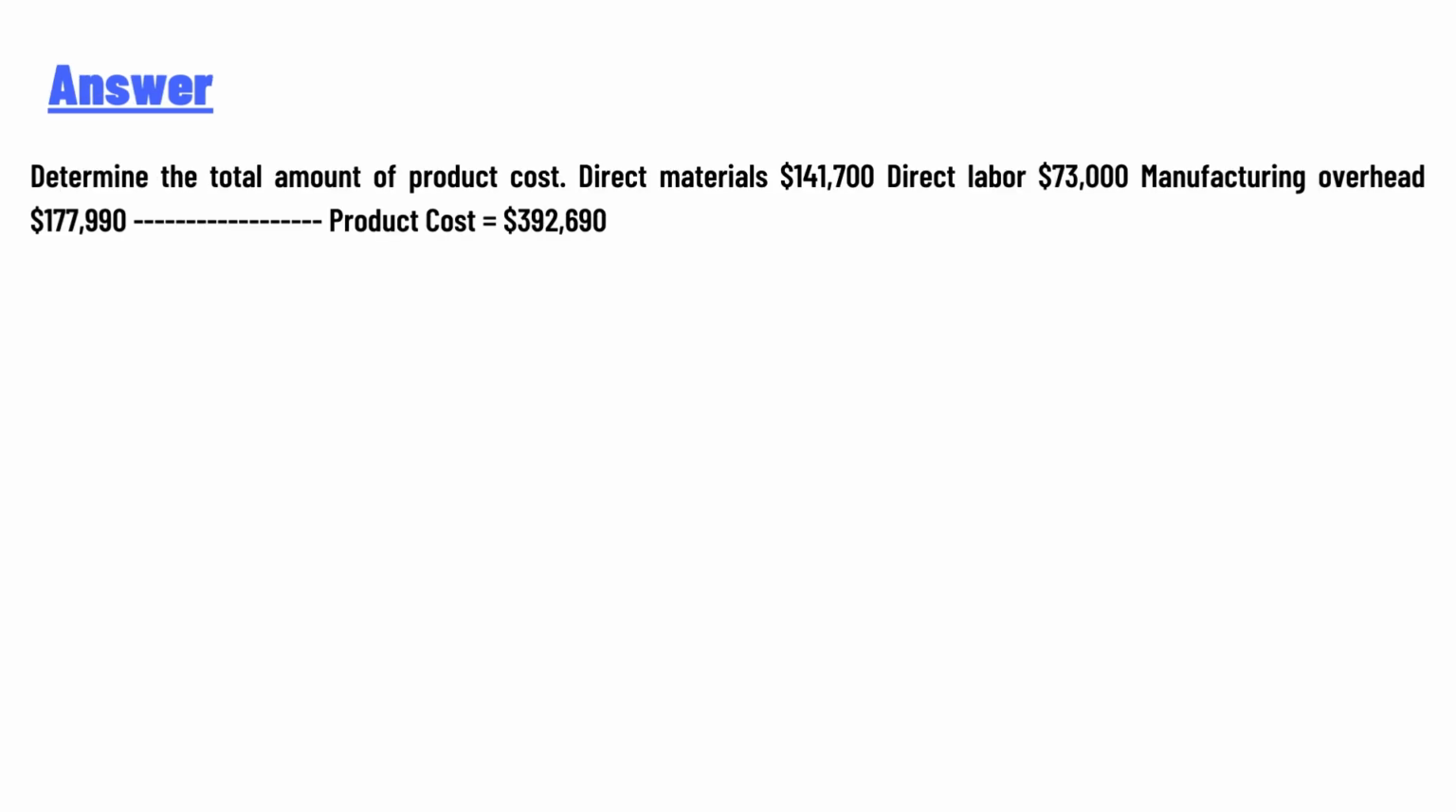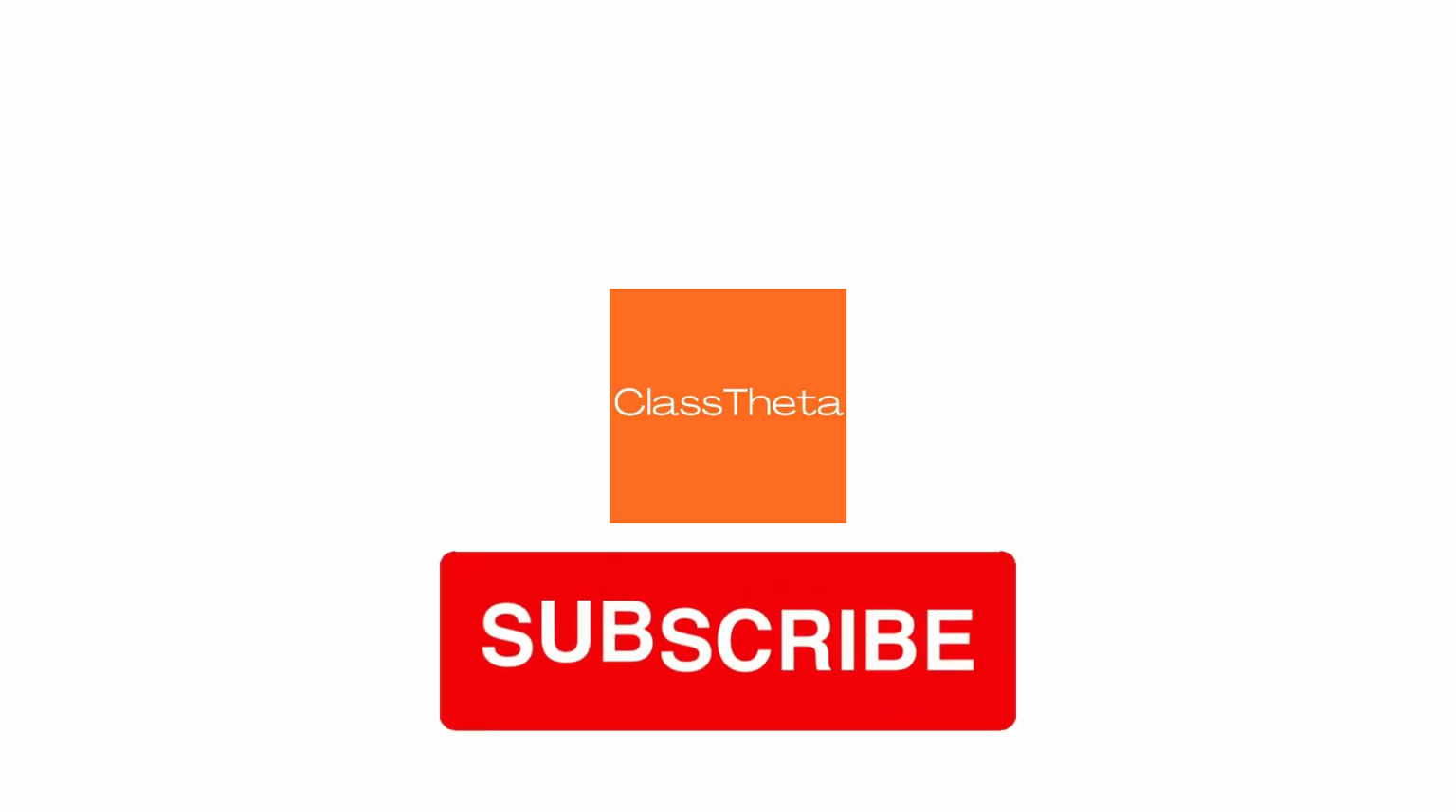And the answer of the question is: determine the total amount of product cost. Direct material 141,700, direct labor 73,000, manufacturing overhead 177,990, product cost 392,690.